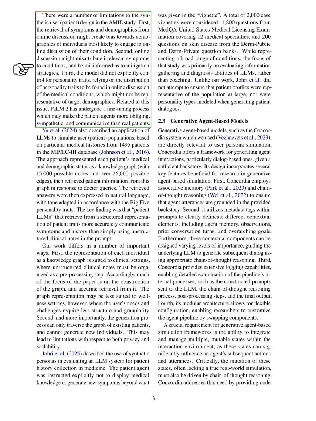However, the AMIE study faced limitations in its synthetic patient design. For instance, retrieving symptoms and demographics from online discussions could introduce bias, as those engaging online may not represent the broader population. Additionally, online discussions might misattribute symptoms or provide incorrect mitigation strategies. The model also did not control for personality traits, relying instead on the distribution found in online discussions, which may not reflect the target demographics. Furthermore, the fine-tuning of PaLM-2 might make the patient agents appear more agreeable and communicative than actual patients.